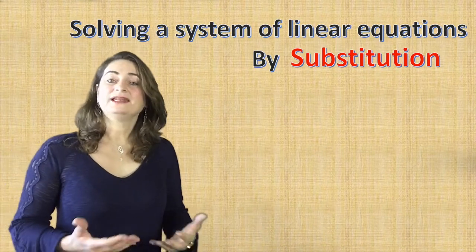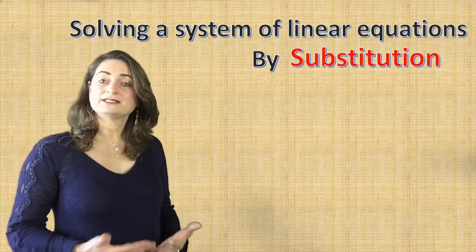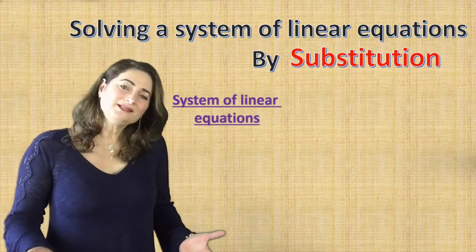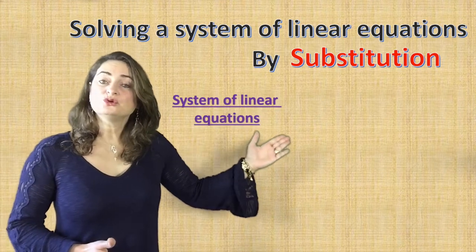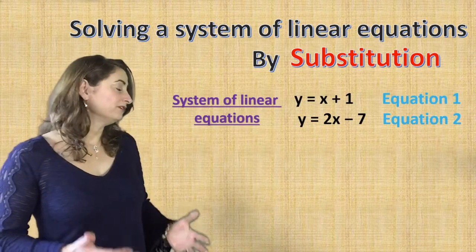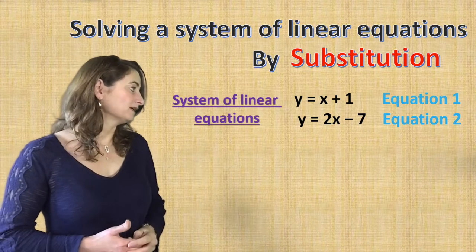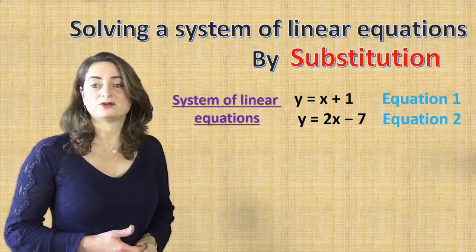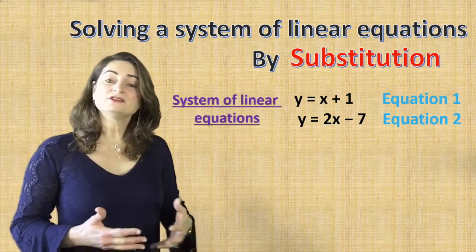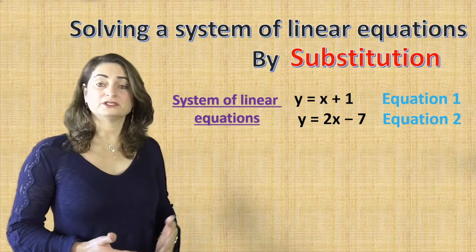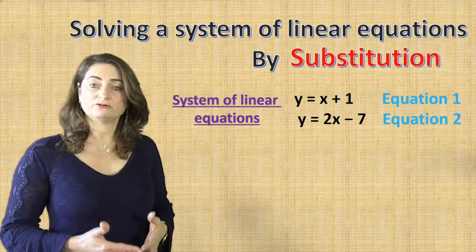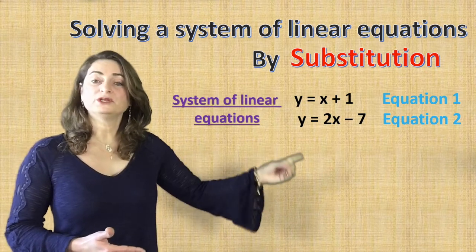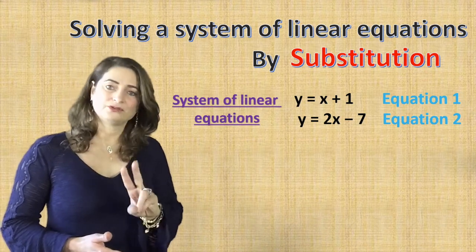Today we will talk about solving a system of linear equations by substitution. Before we do that, let's review what we learned before about a system of linear equations. What is a system of linear equations? When you have two or more equations in the same variables. Watch how the first equation has x and y and the second equation also has x and y. To find the solution for the system of linear equations means to find the value of x and the value of y that makes both equations true. Not one, both of them.